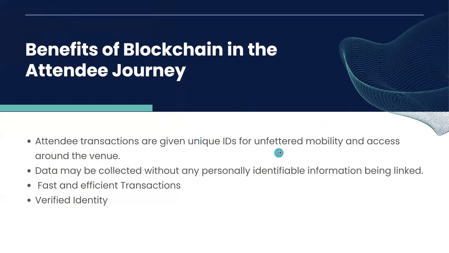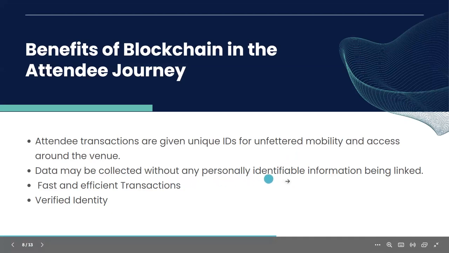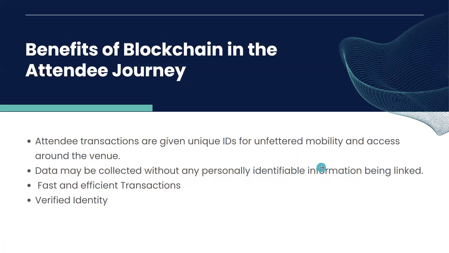The attendee transactions are given a particular unique ID. Whenever you do a transaction on a smart contract, it generates an address. I will show you in the results how the address is generated. It generates a unique address, and it is stored in the blockchain. So no one can interfere in your particular transaction, and no one can hack your details from it. The second is that data may be collected without any personal identification information. No more information is needed for a user to get access to or buy a ticket. Next, it has fast and efficient transactions, as there is no middleman. Using blockchain and smart contracts, you can directly get the tickets.